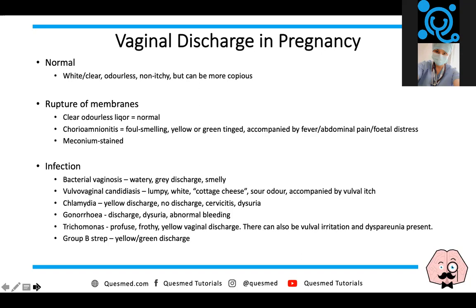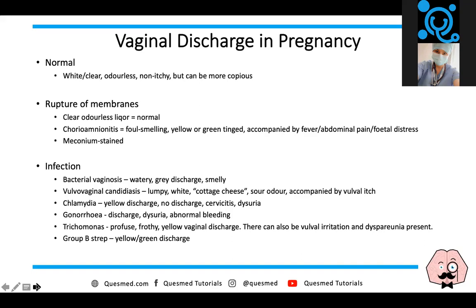Variations include things like a chorioamnionitis, which may present as a foul-smelling yellow or green-tinged liquor, and that may be accompanied by fever, abdominal pain, or evidence of fetal distress. Another variation of rupture of membranes is meconium-stained liquor, which is a brown or yellow-stained liquor, which is associated with fetal distress. Infections, well, a pregnant person can have all the same infections as a non-pregnant person.